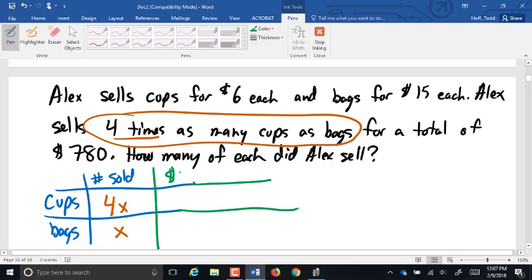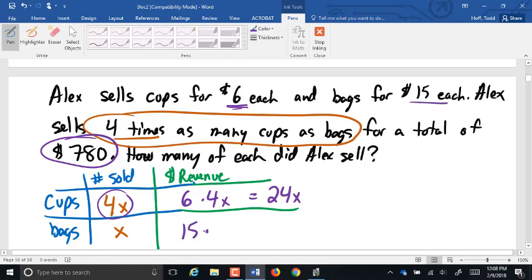Then we need to figure out the total revenue, because we're not told the total number of items sold. We're told $780. That's the total revenue in this case. So to find the total revenue, it is, as we saw up above, the selling price times the number sold. So for cups, the selling price is $6 times the number sold is 4X. That'll be 24X. For the bags, the selling price is $15 times there's X as the number sold, so that's just 15X.